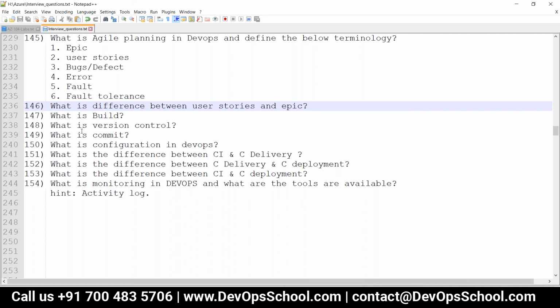Sprint planning and all this stuff, how to design the boards and all, right? Burn down, burn up charts, all this stuff, we will discuss in Agile. Here we will just go according to the Azure DevOps syllabus.